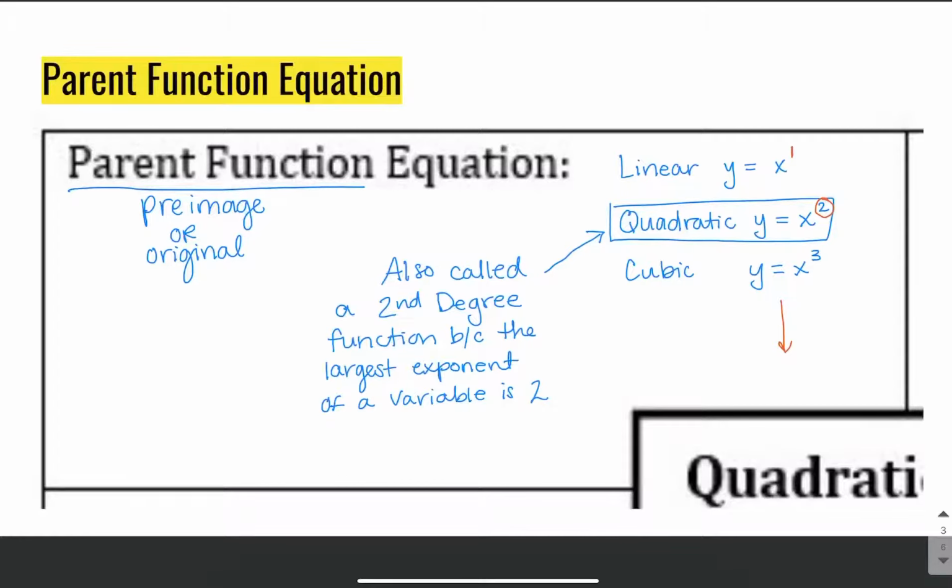Now, quadratic functions are also called second degree functions because, again, that largest exponent of the variable is a 2. We're going to be looking at how to transform this function, but the original, the pre-image, is just y is equal to x squared.